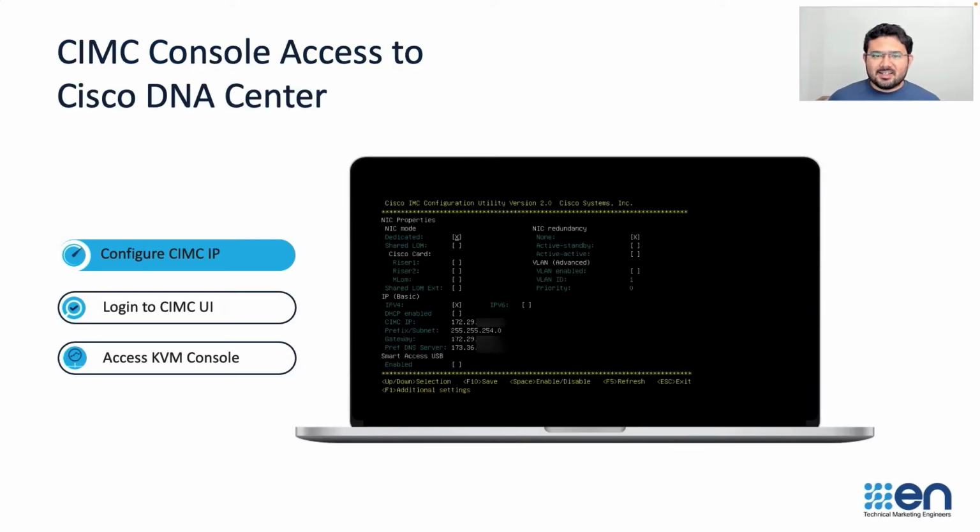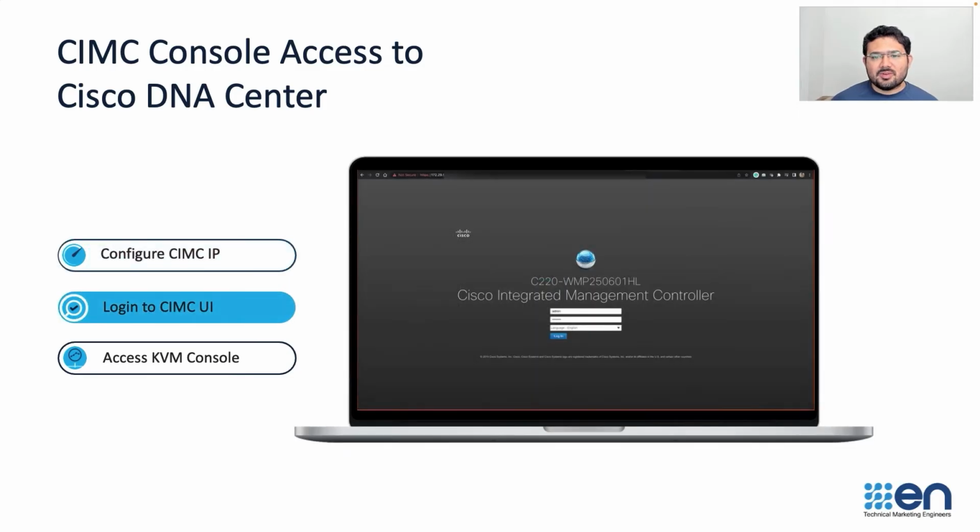Once the connectivity is complete, the next step is to configure an IP address and other parameters to access the Cimc UI. Once this is configured, you will be able to log in to the web UI of the appliance by providing the Cimc credentials to gain access to the appliance.